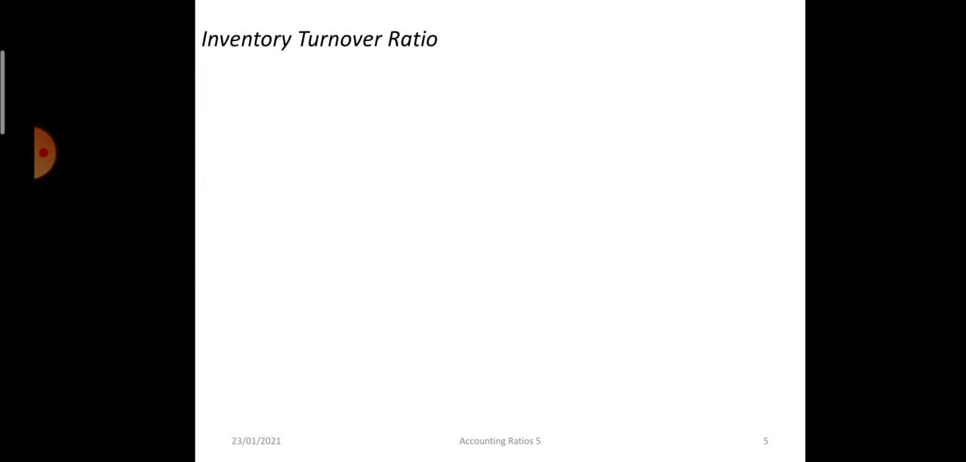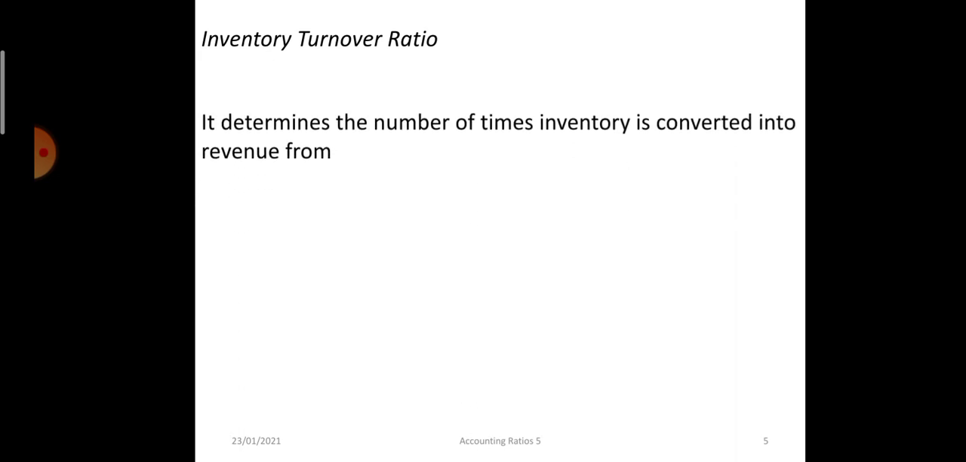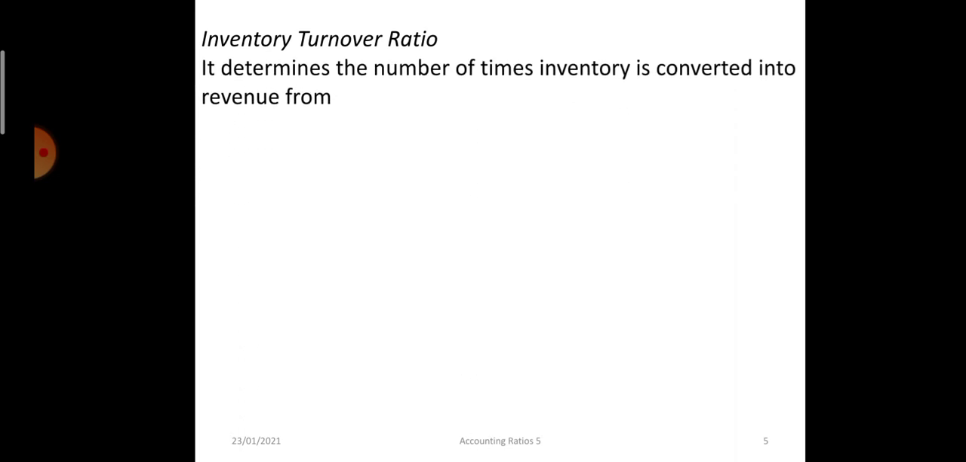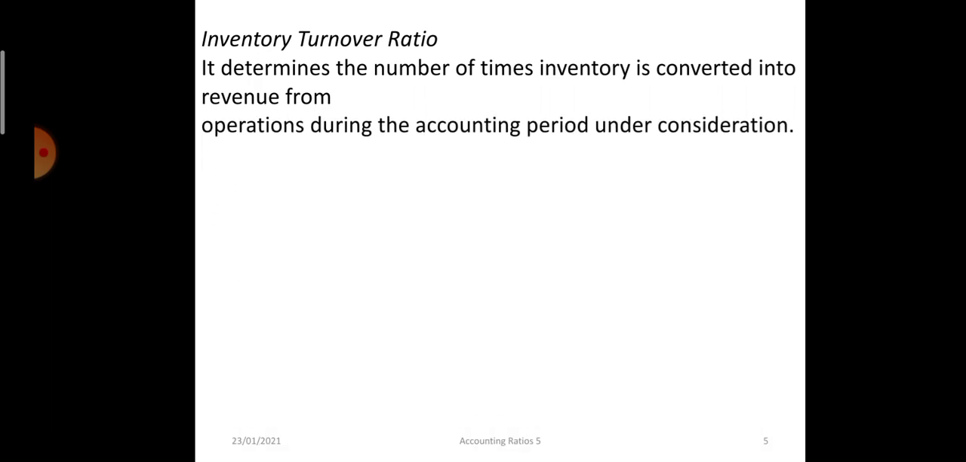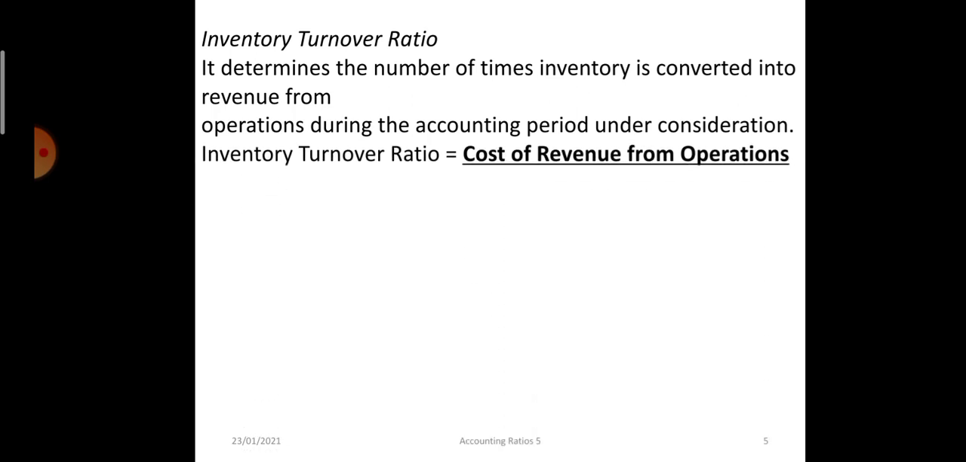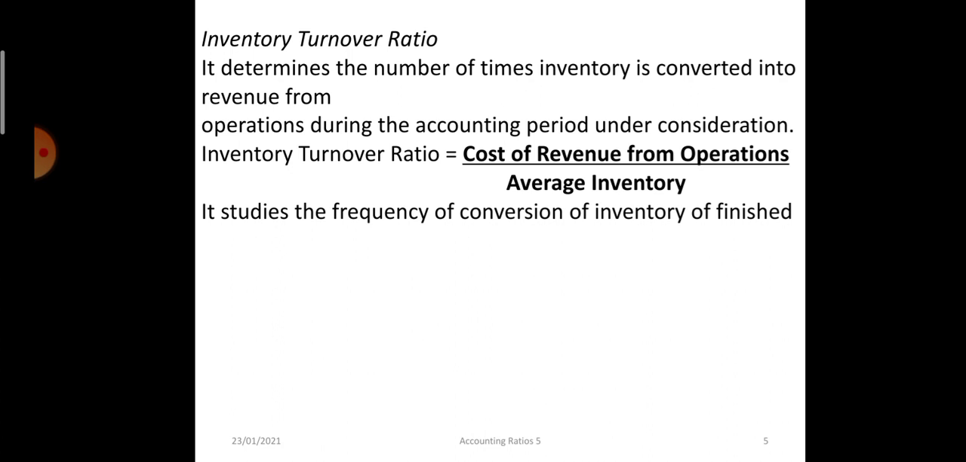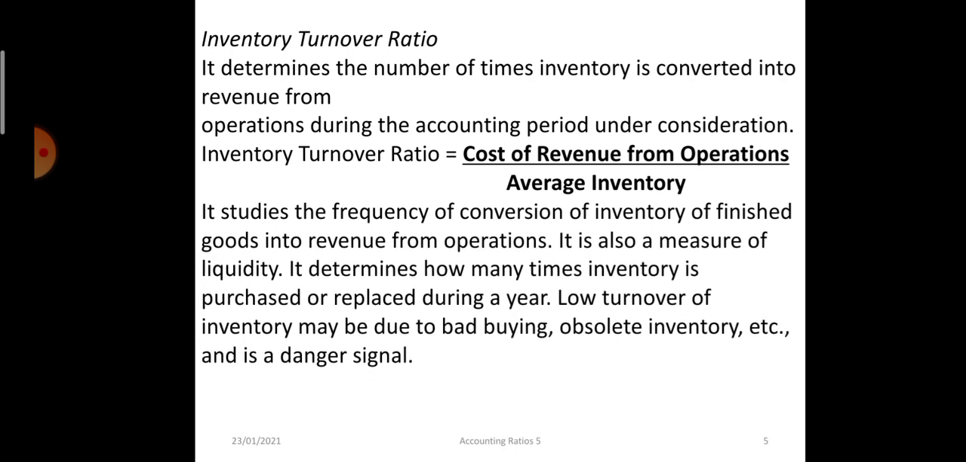Inventory turnover ratio, also known as stock turnover ratio, determines the number of times the inventory is converted into revenue from operations during the accounting period. The formula is cost of revenue from operation divided by average inventory. It studies the frequency of conversion. Higher the conversion, better is the company's performance.